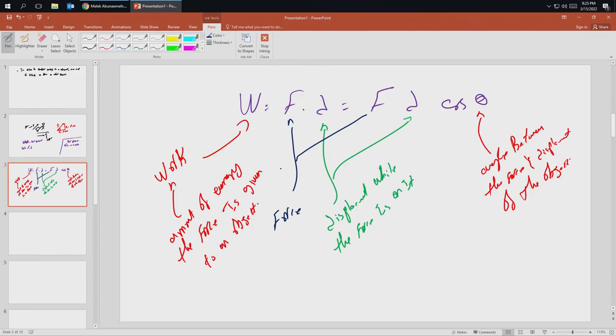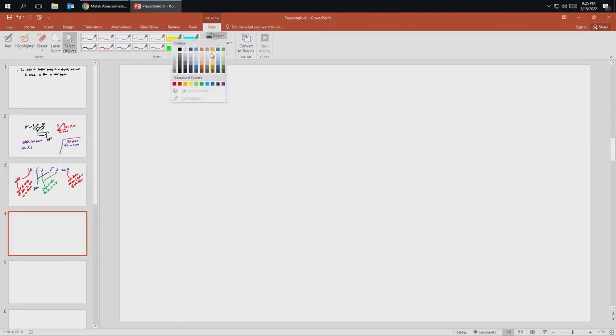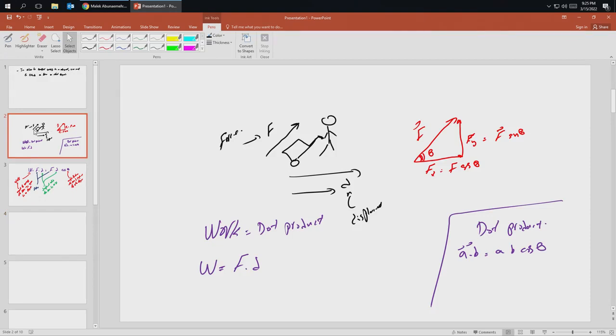So that means we want W to equal... let me go ahead and write this down. The only part of the force that does work is the component that lies with the direction of the displacement. When I'm moving my bag, it's going in the direction of displacement, towards the x direction with an angle of theta.